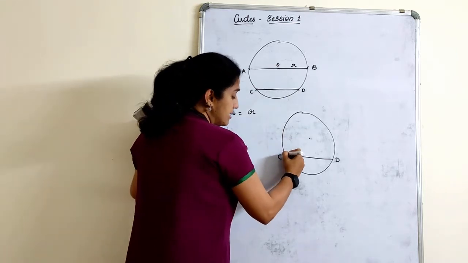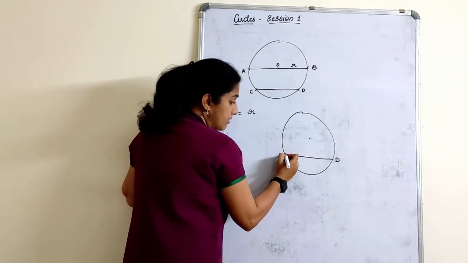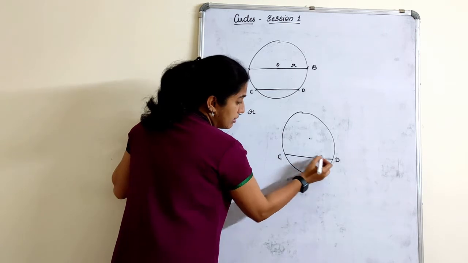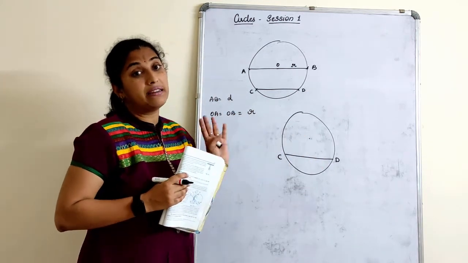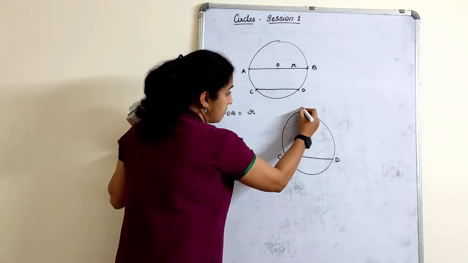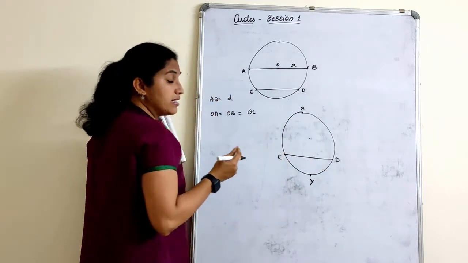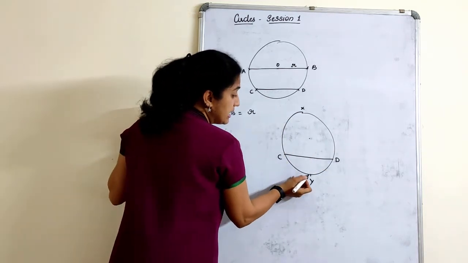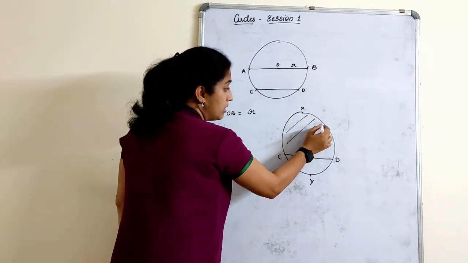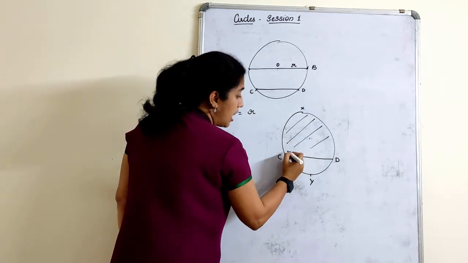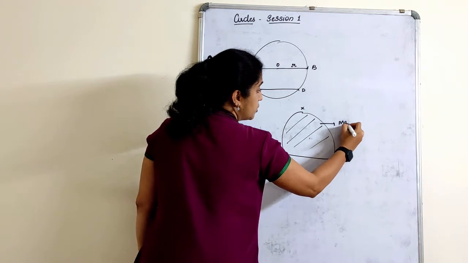Now, which part is this? A chord separates the circle in the form of a major arc and a minor arc. So I'll just name this as X and this as Y. CXY is a major arc, CYD is a minor arc. The region bounded by a major arc and a chord is called a major segment.